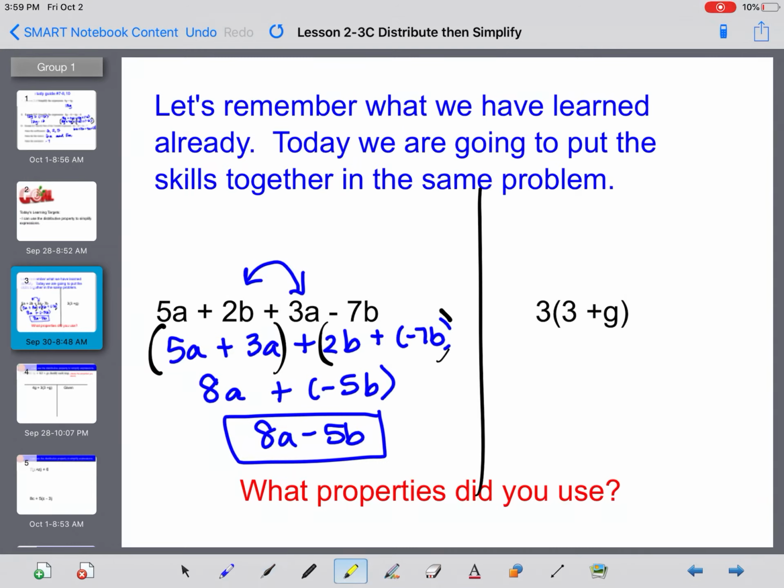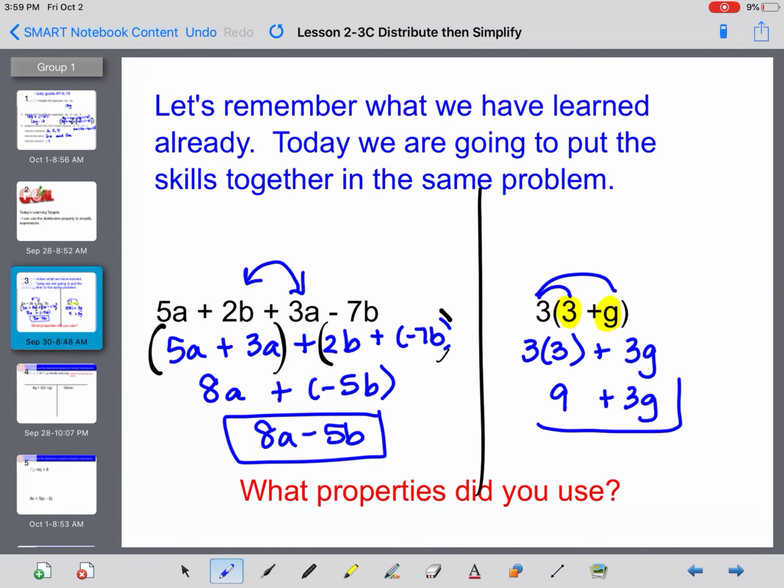You learned that when you are using the distributive property, you multiply each number in the parentheses by the number outside of the parentheses. Some people like to make these little rainbows to show their work. This means 3 times 3 plus 3 times g. 3 times 3 is 9 plus 3g. And that's the answer. Then we're done.